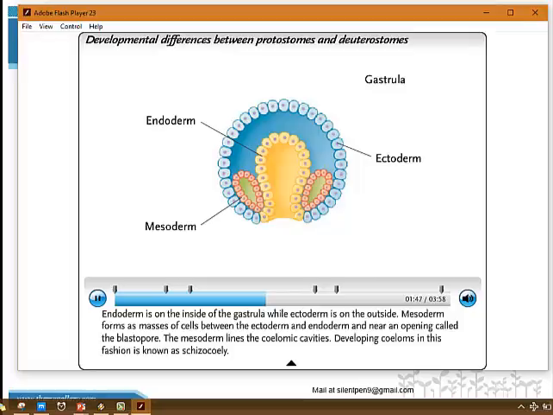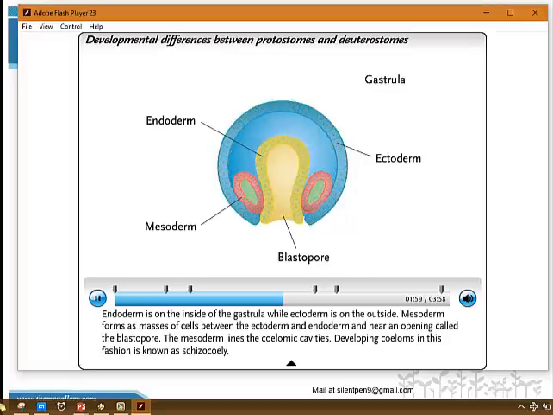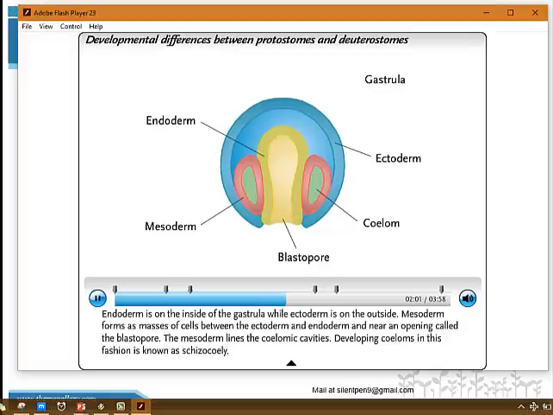Endoderm is on the inside of the gastrula, while ectoderm is on the outside. Mesoderm forms as masses of cells between the ectoderm and endoderm and near an opening called the blastopore. The mesoderm lines the coelomic cavities. Developing coeloms in this fashion is known as schizocoely.